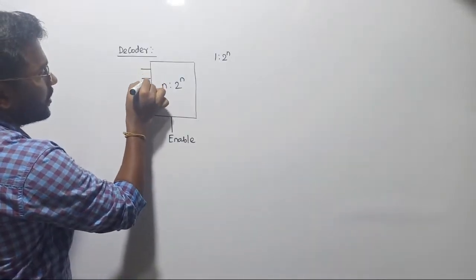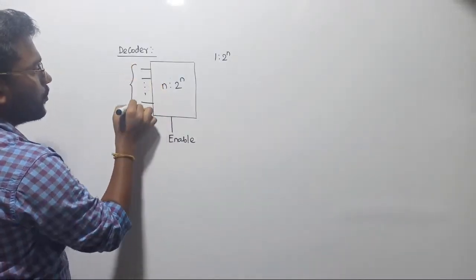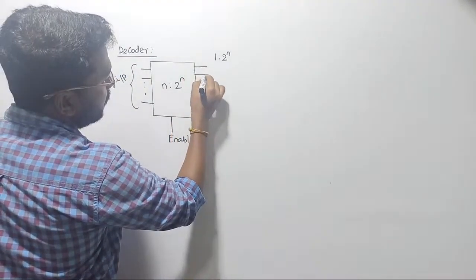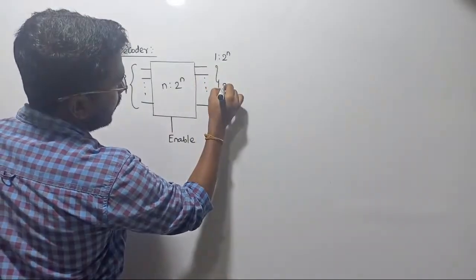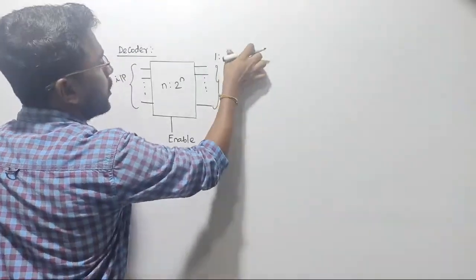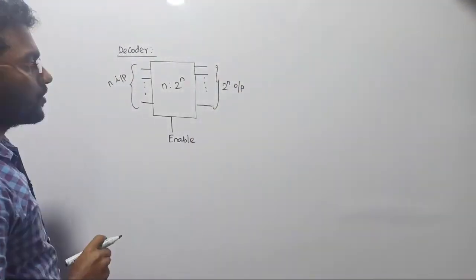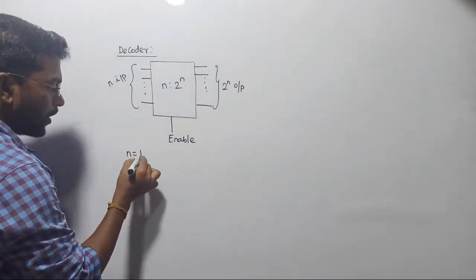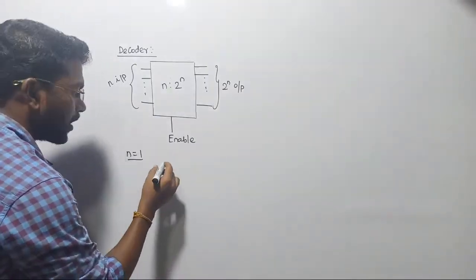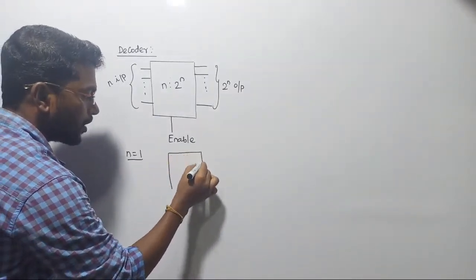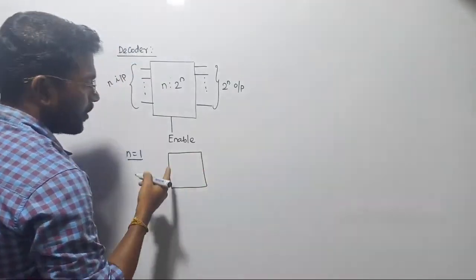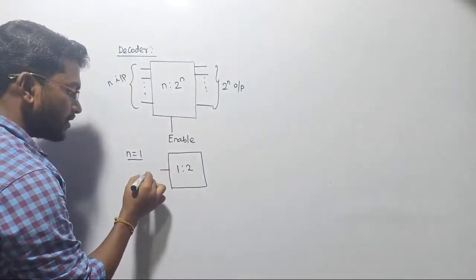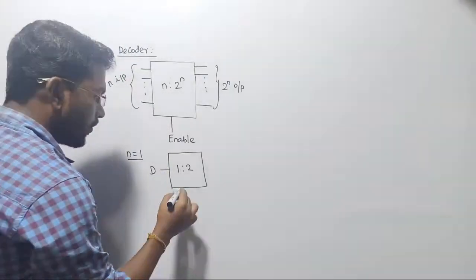On the input side, we are going to consider n input lines, whereas on the output side we are going to consider 2 power n output lines. Now let's start our journey. In this decoder, case number 1, when we put n equal to 1, what are we going to get? We get 1 cross 2. 1 cross 2 means how many input lines do we consider? Simply one data line with this enable pin.